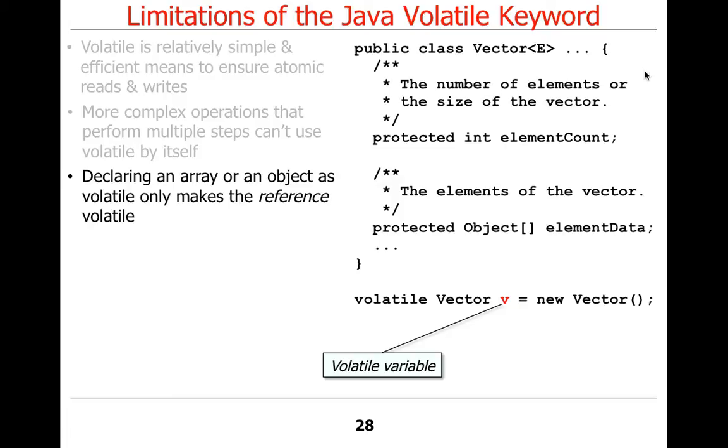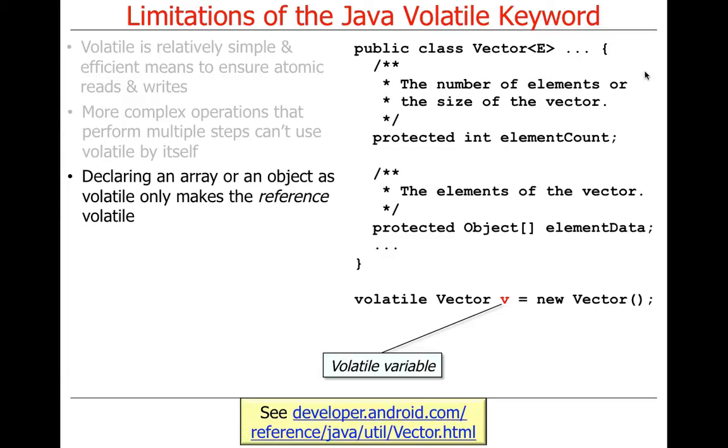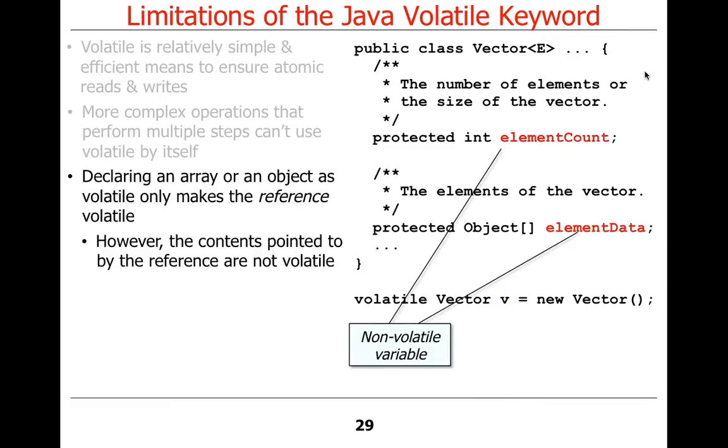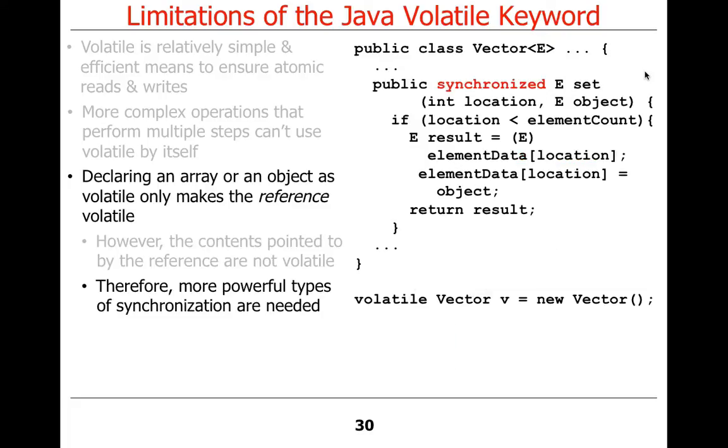Likewise, if you define an array or an object as volatile, only the reference is volatile, not the actual contents that you're pointing to. So here's an example where vector is volatile, but the internals of it, the array of objects and the element count, these things are not volatile. So if you need to synchronize, you're going to have to use a more powerful mechanism. And in fact, that's exactly what vector does, which is one reason why you probably want to use it for your specific notification pattern for the simple semaphore for its fair model. So here we would use synchronize, which means that everything in here will be atomic in that block of code.